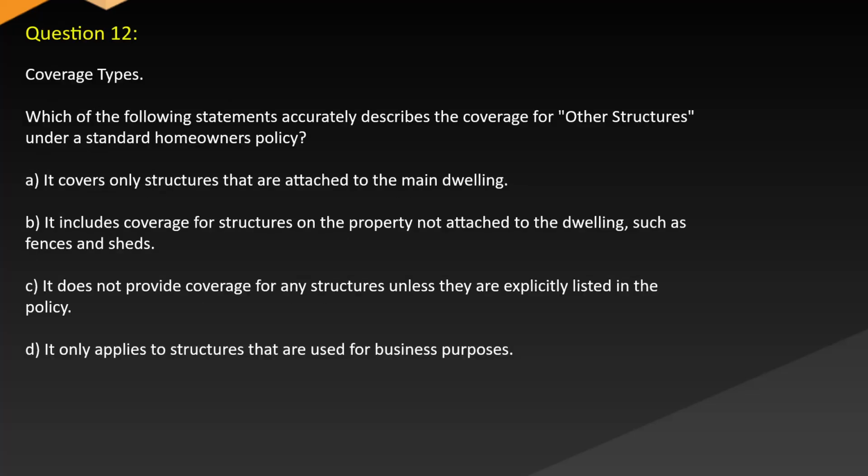Question 12. Coverage types. Which of the following statements accurately describes the coverage for other structures under a standard homeowner's policy? A. It covers only structures that are attached to the main dwelling. B. It includes coverage for structures on the property not attached to the dwelling, such as fences and sheds. C. It does not provide coverage for any structures unless they are explicitly listed in the policy. D. It only applies to structures that are used for business purposes.